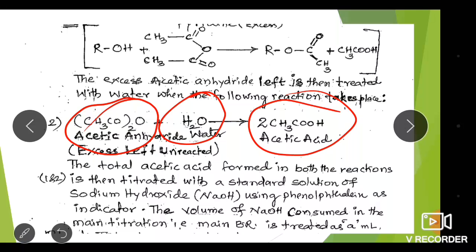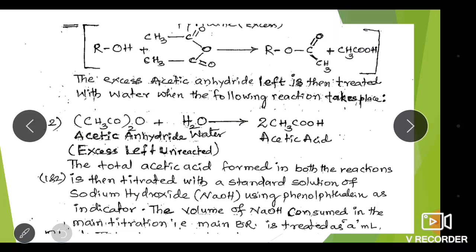The total acetic acid formed in both reactions is then titrated with a standard solution of sodium hydroxide, an acid-base neutralization reaction, using phenolphthalein as an indicator. The volume of NaOH consumed in the main titration is treated as A ml.